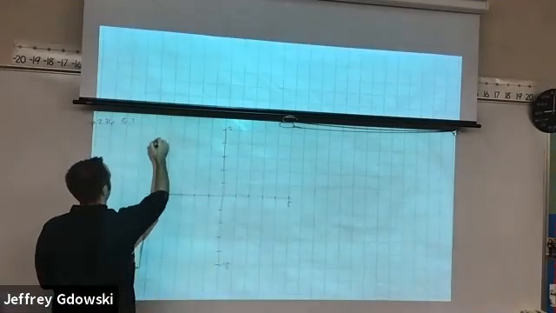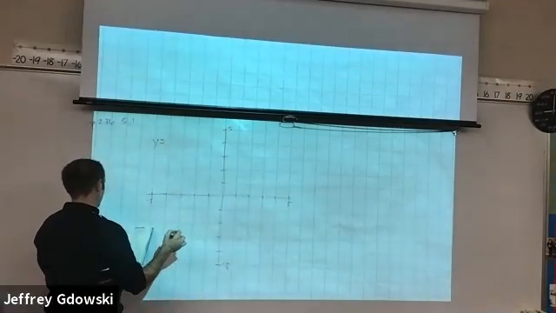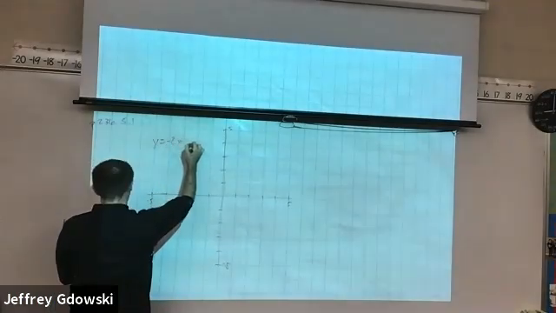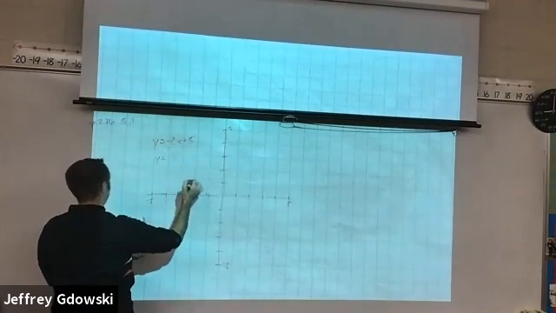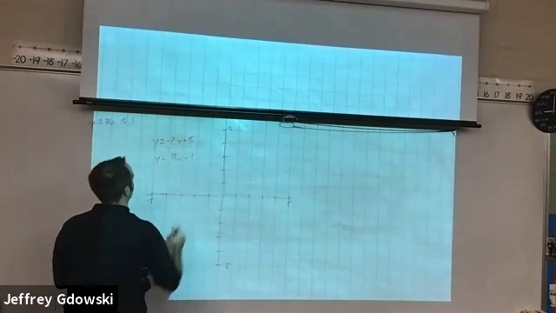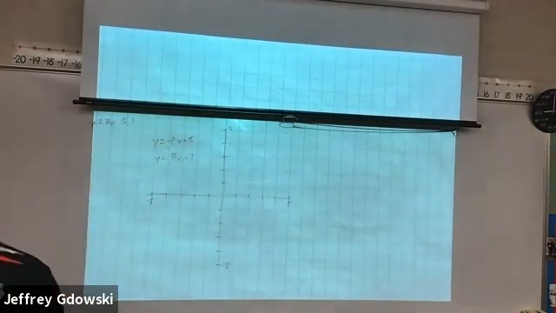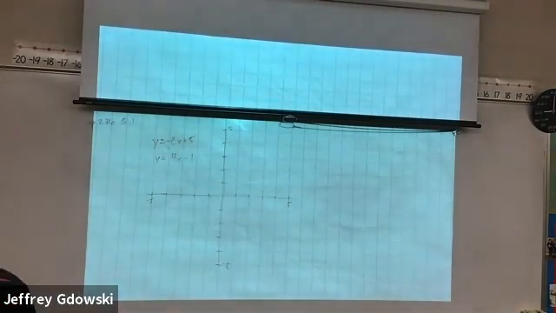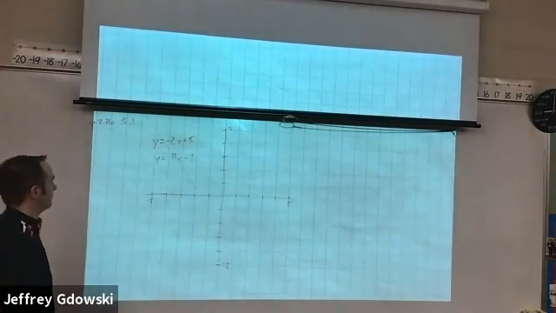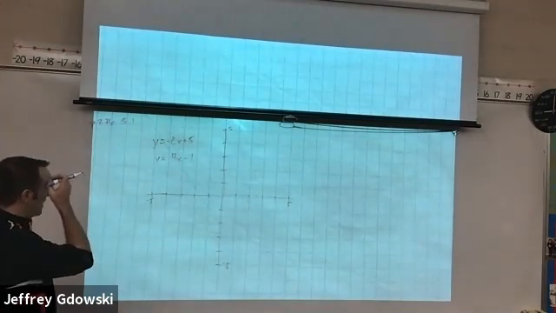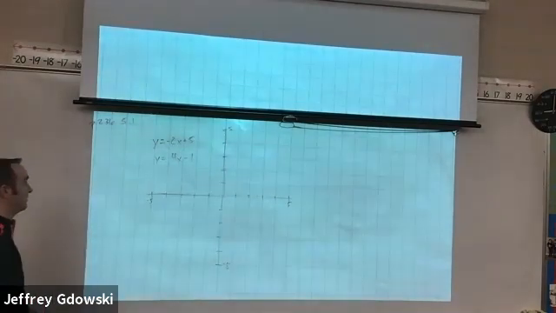So here's the system that we're going to graph and solve. y is equal to negative 2x plus 5, and y is equal to 4x minus 1. So there's our system that we're going to look at. I've got to get some better markers for this, but I'll do what I can so that we can read it.